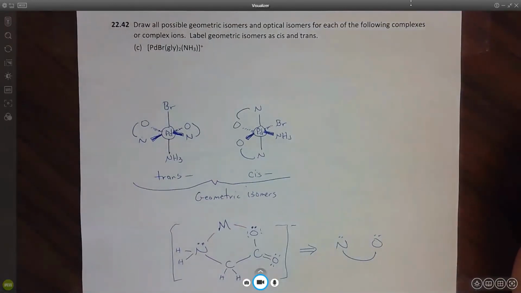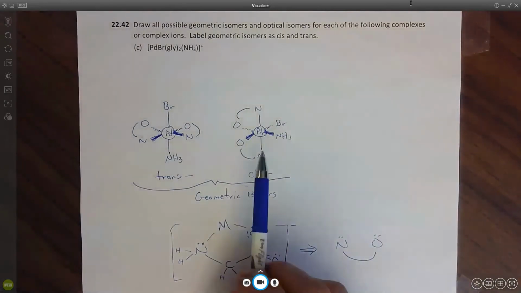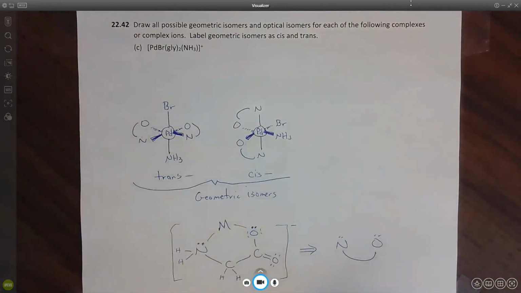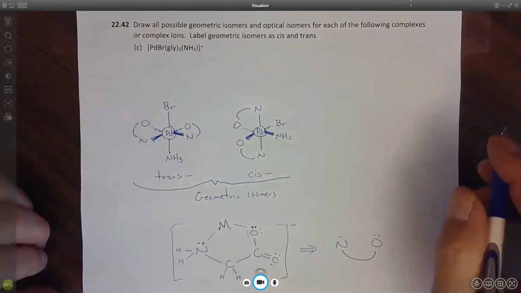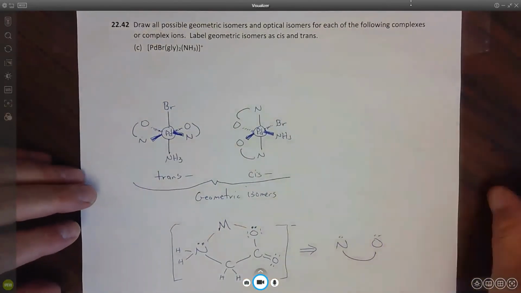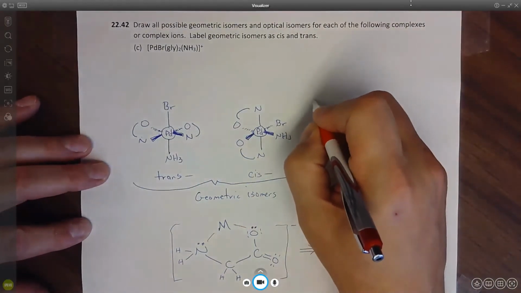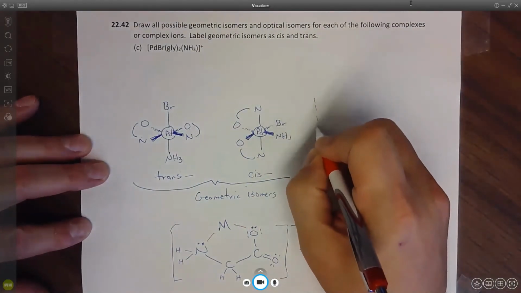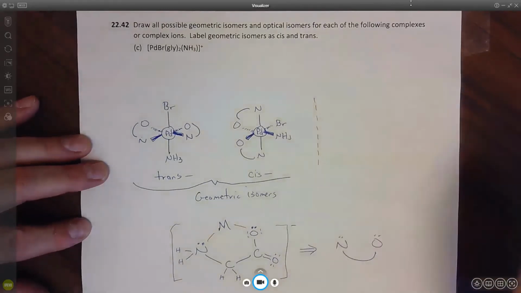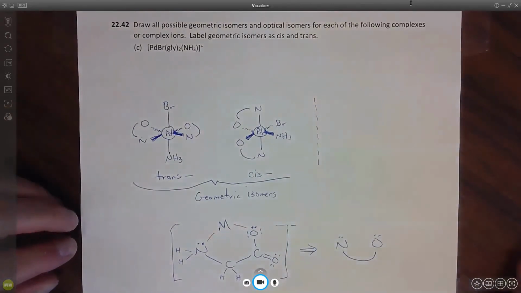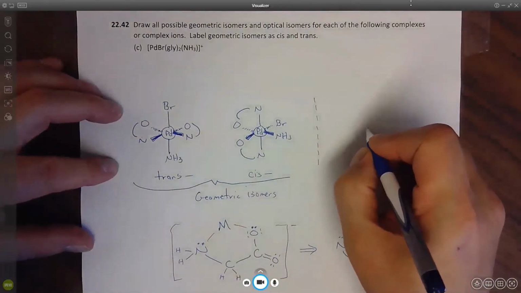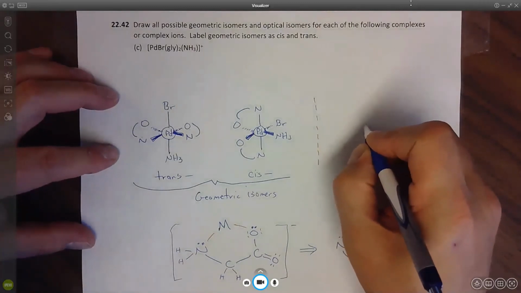Okay, next, you can imagine there are actually other ways that we can arrange this and have different isomers as well. So next, let's see if we can get an optical isomer. Now, an optical isomer, of course, is going to have a mirror image. So let's look at this one here, and let's see if there is a mirror image of this isomer, and if it's different, which would make it an isomer.